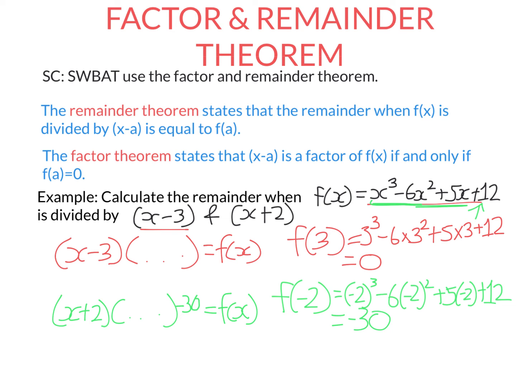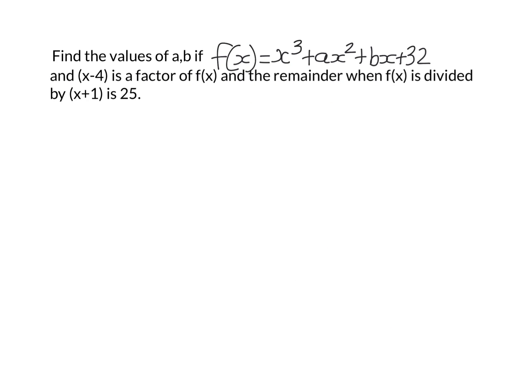All right, let's look at a slightly harder question. We're going to find the values of a and b if this polynomial has x minus 4 as a factor, and this polynomial, when divided by x plus 1, gives a remainder of 25. Because we're finding two unknowns at the same time, you should straight away think simultaneous equations. We will get one equation from x minus 4 being a factor and one equation from x plus 1 giving a remainder of 25.